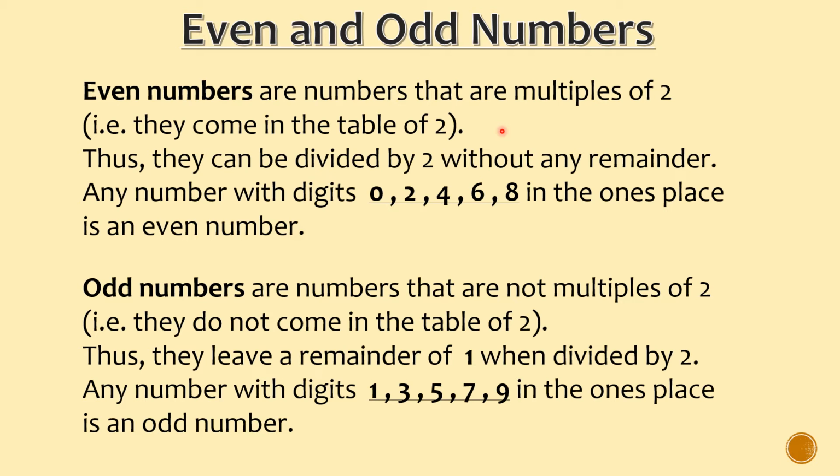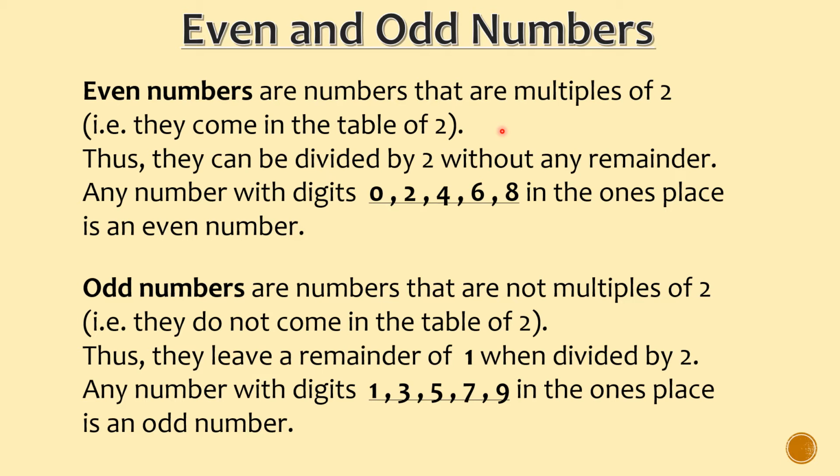What are multiples of 3? Numbers which come in the table of 3. What are multiples of 4? Numbers which come in the table of 4. So all the numbers that come in the table of 2, that means which are multiples of 2, are called even numbers. Okay? They are called even numbers. Thus, they can be divided by 2 without any remainder.